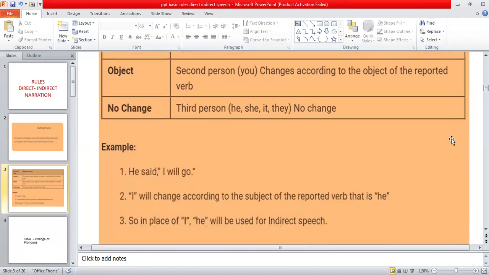Like you can see in the example, he said, I will go. I will change according to the subject of the reported verb, that is he. So I will be changed into he. In the place of I, he will be used for indirect speech. So in this way, you will have to change the pronoun when you have to change direct to indirect speech.